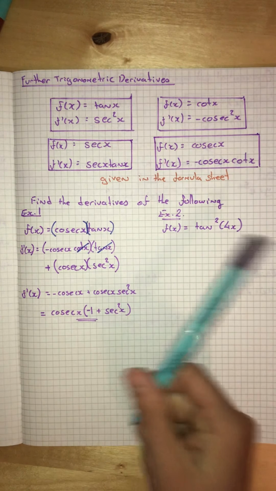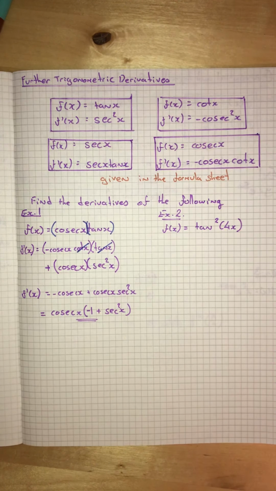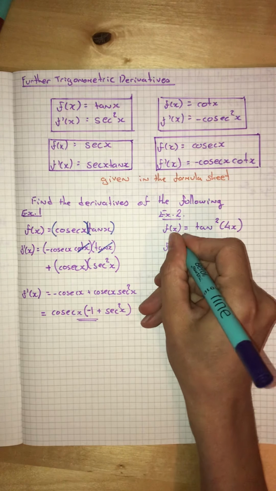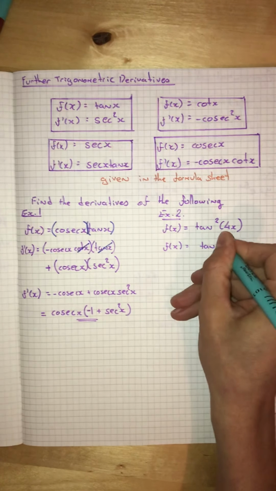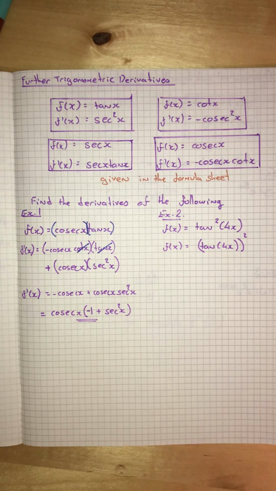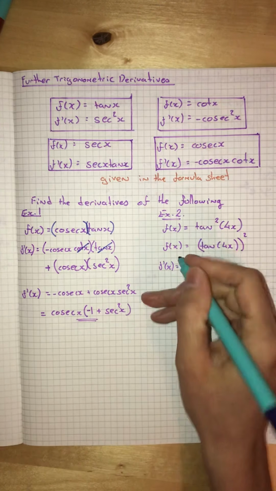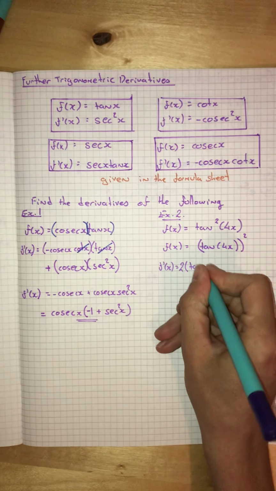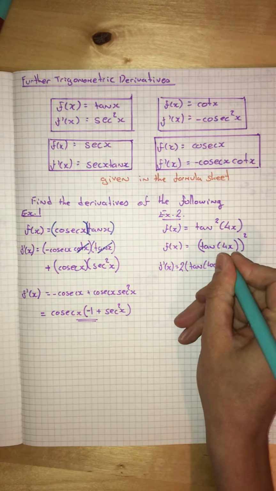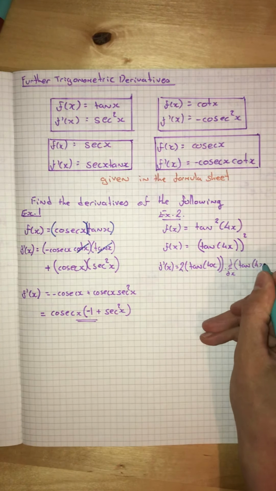Moving on to the next one. We've got the derivative of tan squared of 4x. Hopefully what we can realise is that I'm going to rewrite that as tan 4x all squared, and that is just chain rule. It's new things that we're differentiating, but we know how to do this from what we've learned already. So f dashed x is going to be differentiate what's outside the brackets, 2 times tan 4x to the power 1, times the derivative of what's inside the brackets.